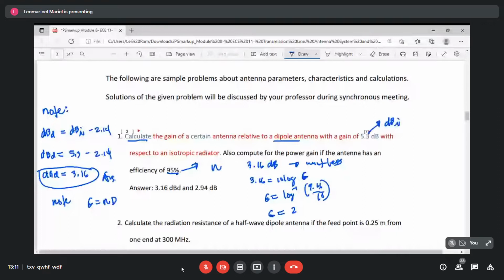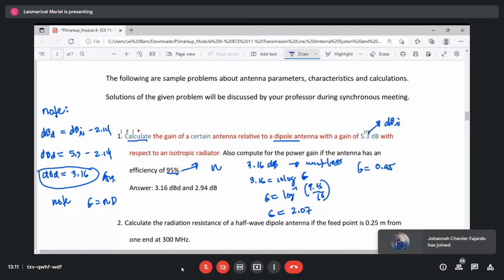Okay, so the gain therefore is 0.95 times D. So the directive gain therefore will be 2.07 divided by 0.95.